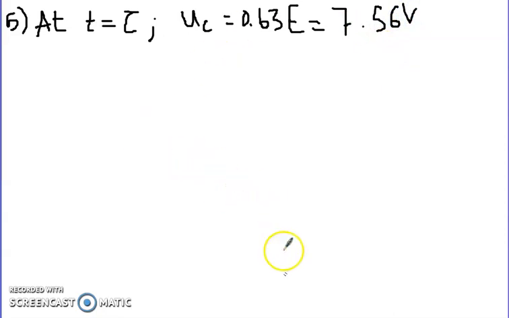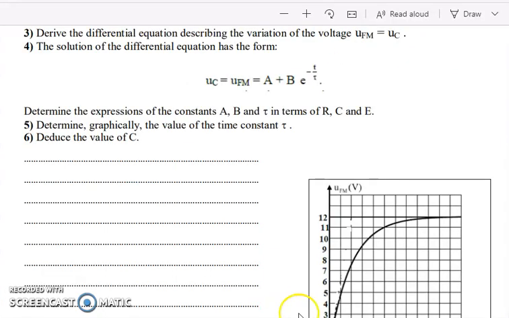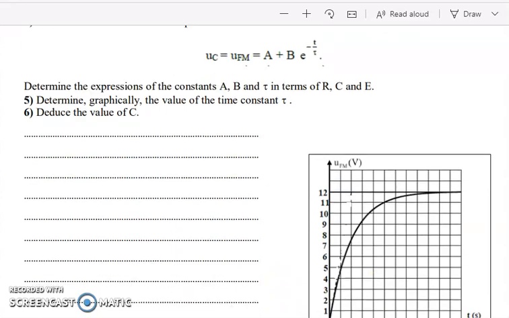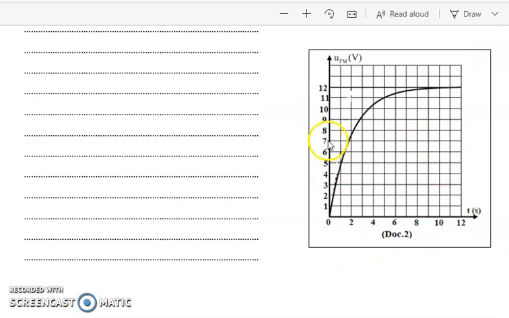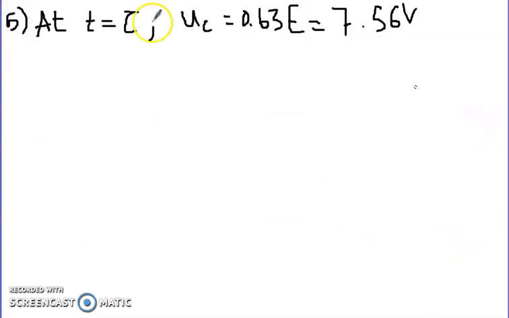Now go back to the graph and see for this voltage what is the value of the time. At 7.5 almost, here it is, the time is 2 seconds. Clear? So tau equals 2 seconds.